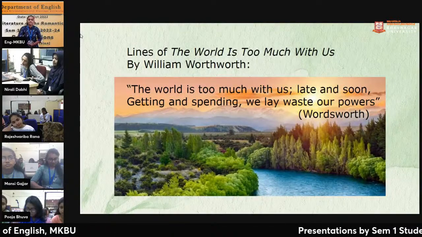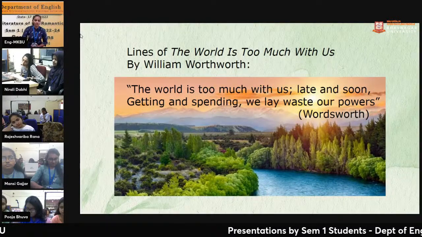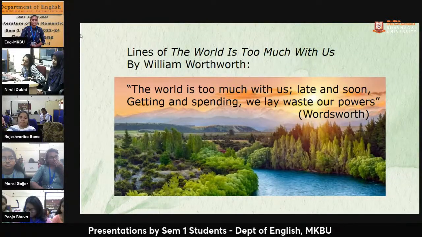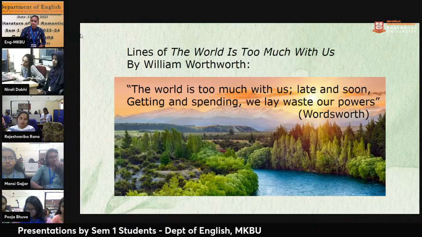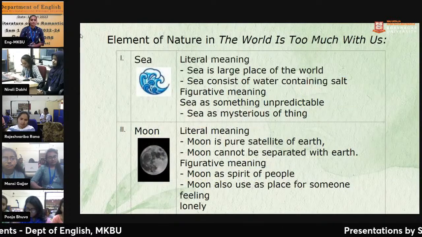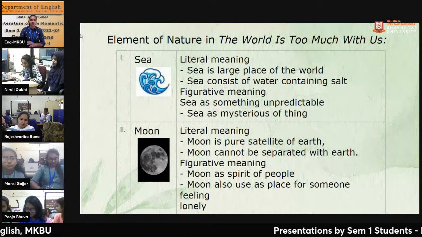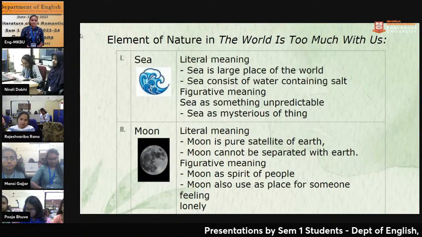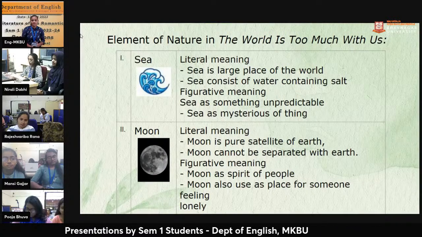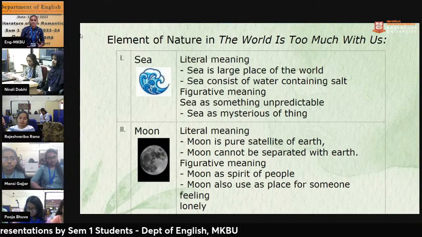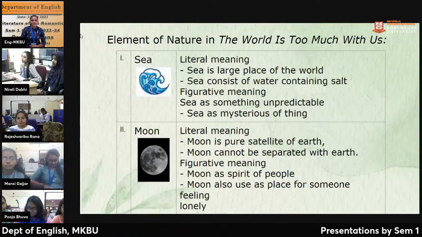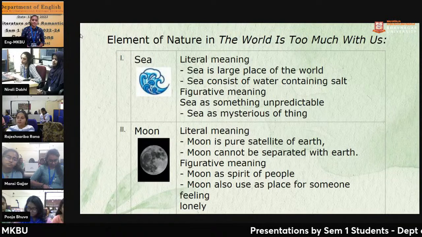Here are two lines of a Wordsworth poem. The world is too much with us. This is the element of nature in this poem. Sea. In literal meaning, sea is a large body of water containing salt. But in the figurative meaning of this poem, sea is something unpredictable and mysterious.